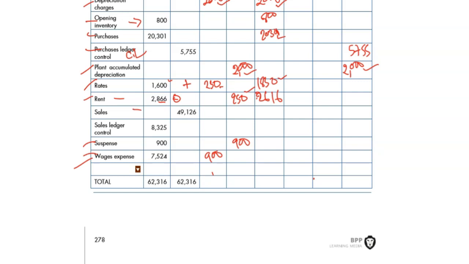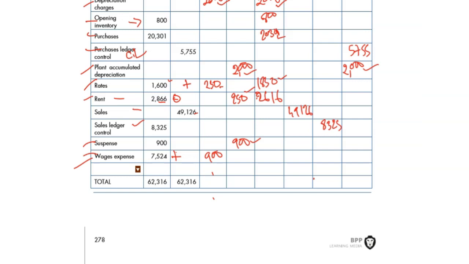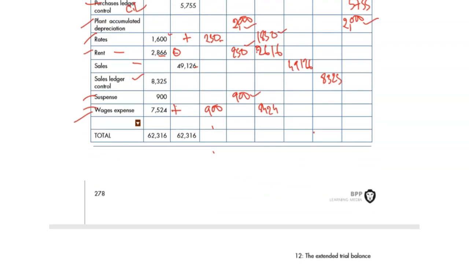Sales, there is no adjustment, and sales is a credit item which goes as income into the SPL, 49126. Sales ledger is a current asset, an SOFP item on the debit side, 8325. Suspense account has already been taken into account. Wages, we added 7524 plus 900. How much is the figure? 8424. Why is it on the debit side? Because it's an expense and it's an SPL debit.